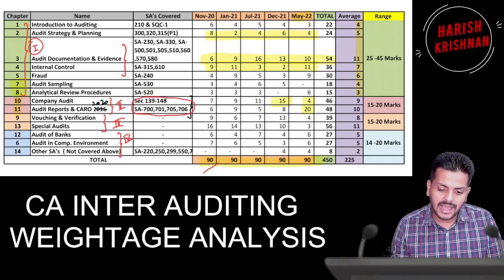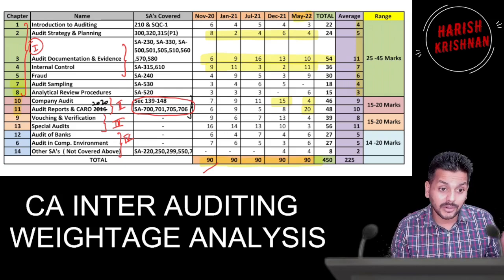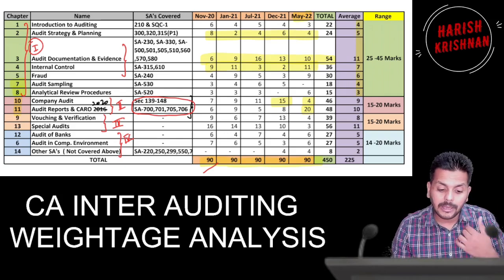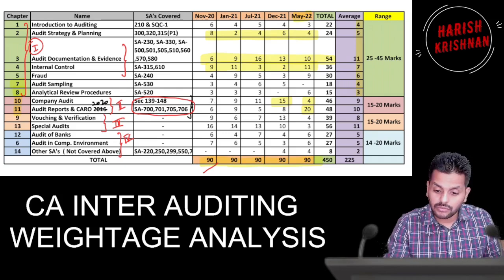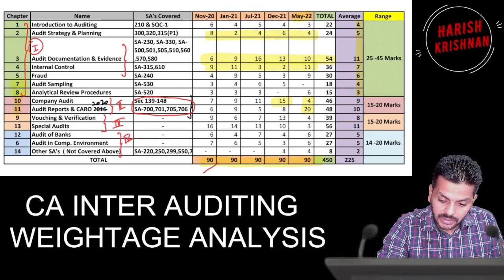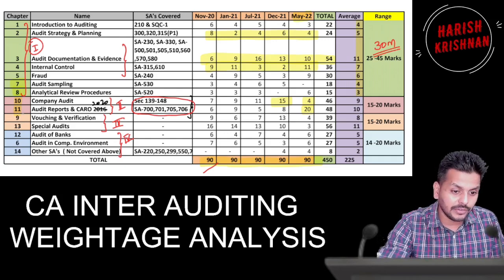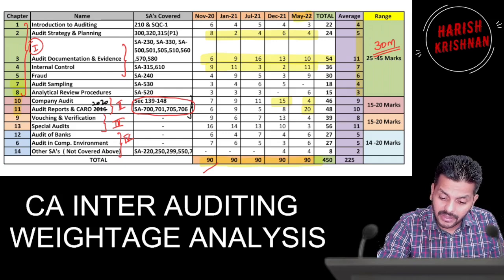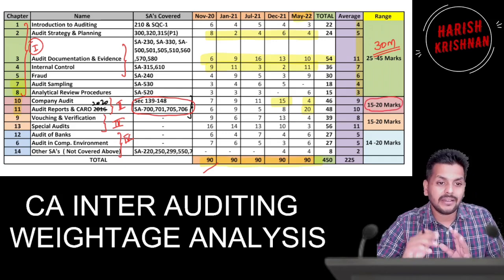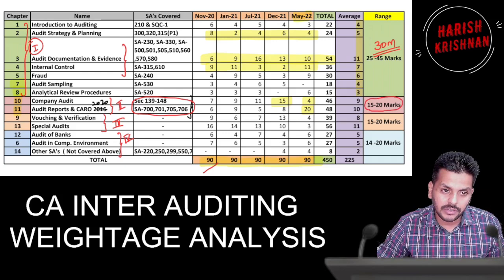On an average you can see 7 to 10 marks being asked from company audit, plus I don't know how many are coming in the MCQs. Okay, and also 6 to 10 marks are there. Now though we have been talking about 30 marks on an average here for these chapters, you can see this very clearly. Only 2 chapters, but it can get you anywhere between 15 to 20 marks. And the more you revise and the stronger you are with these, the more marks you can get.